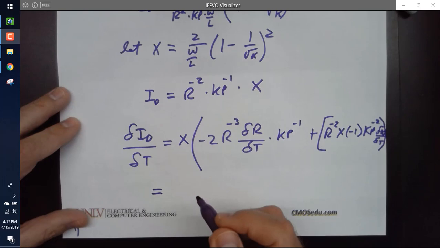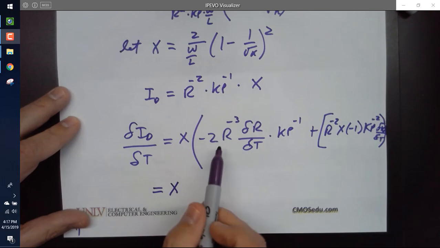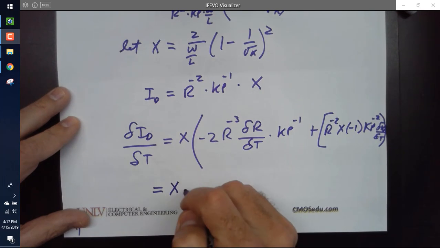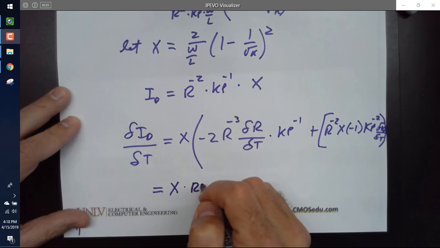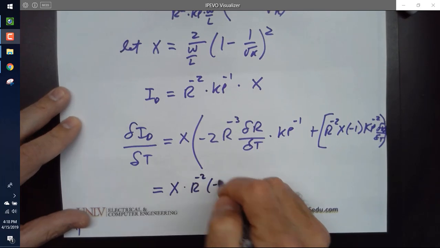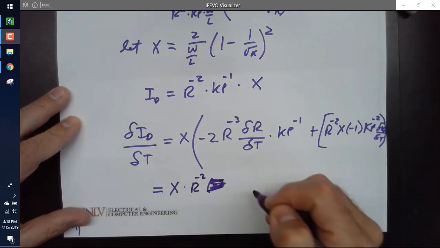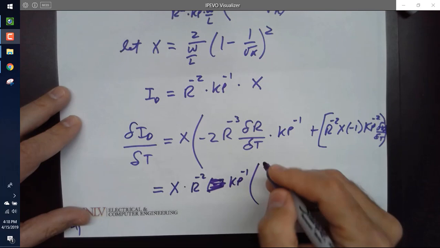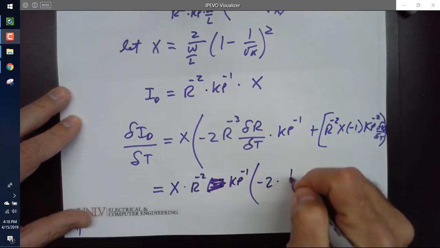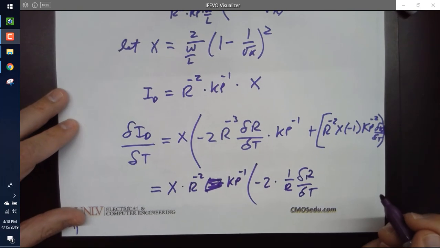All right, so why don't we do the following? I'm going to leave this x, and I'm going to factor out an r to the minus 2. And then I'm also going to factor out a kp to the minus 1. And then I'm going to leave the first term as minus 2 times 1 over r del t. Anybody agree with that?